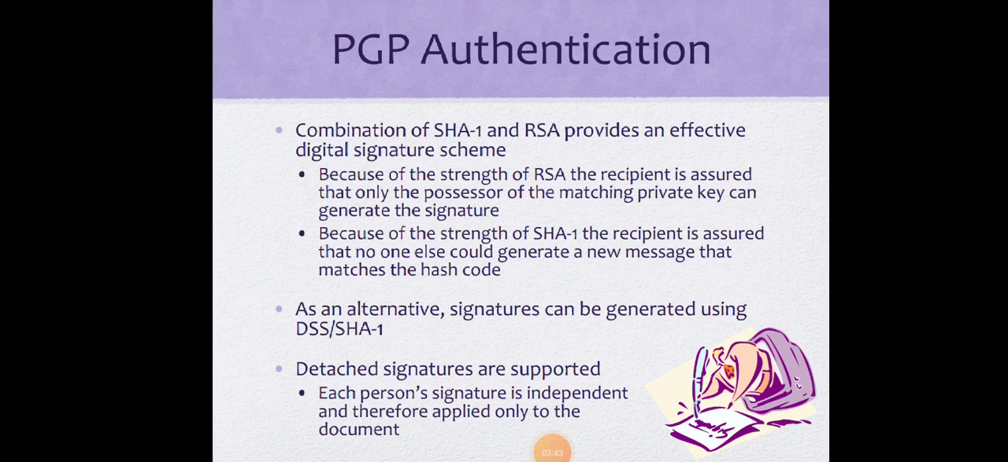PGP authentication first. PGP authentication uses a combination of SHA-1 and RSA. Because of the strength of RSA, the recipient is assured that only the possessor of the matching private key can generate the signature. Because of the strength of SHA-1, the recipient is assured that no one else could generate a new message that matches the hash code. As an alternative, the signature can be generated using DSS followed by SHA-1 also.